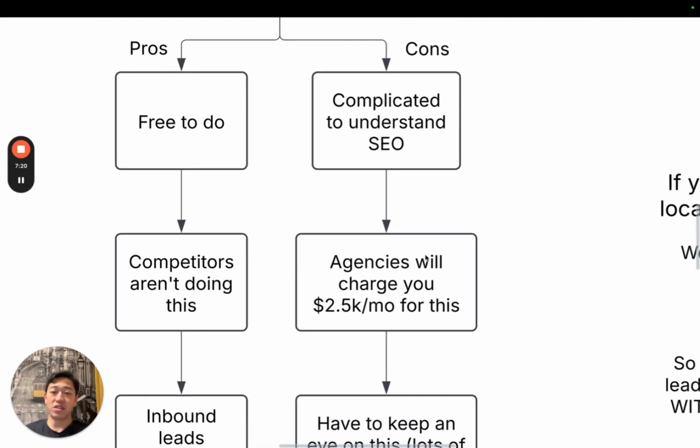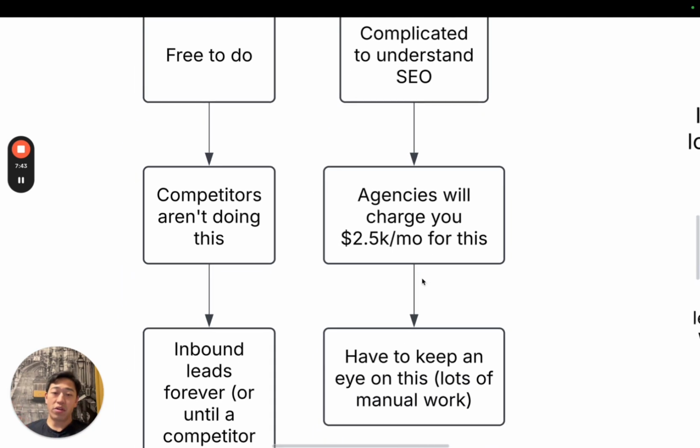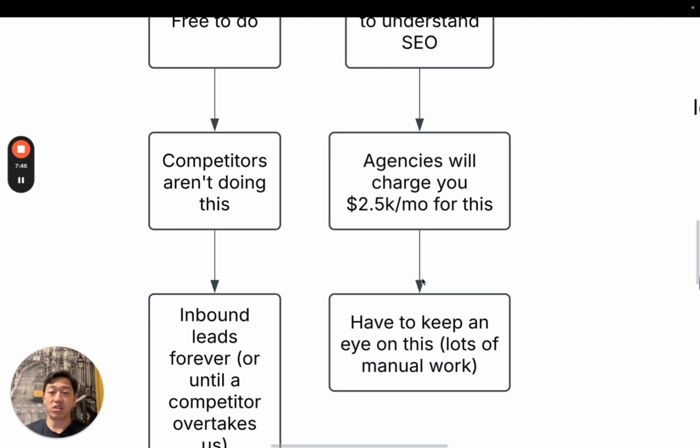But the con of this is it's definitely complicated to understand all the nuances of SEO. And that's why agencies will approach you and have you pay 2.5K a month for all of this. However, you can do this all for free. I can show you later how you can do this all for free. But another thing is you do have to keep an eye on this, so it's a lot of manual work. That's why these agencies will charge you 2.5K a month for a 1-year contract, because it's a lot of work to just see what ranking you are. How do I modify the pages? How do I build backlinks? It's all very complicated, but you could do this all yourself if you wanted to.